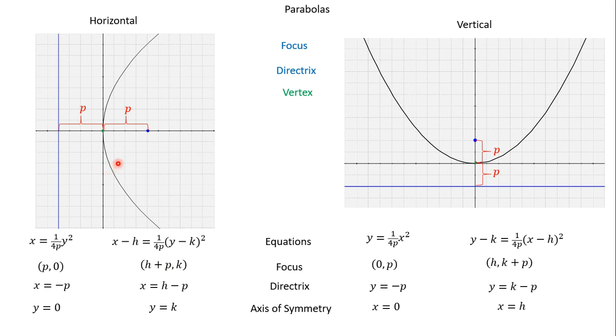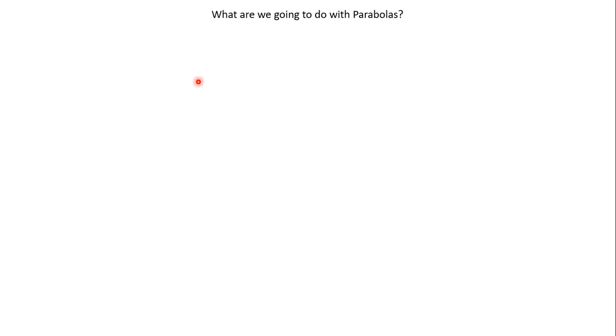So to find p, you always want to go from your vertex to your focus, or from your directrix to your vertex. That will find p. If you go the other way, you end up with negative p. So let's see what we're going to do with these.